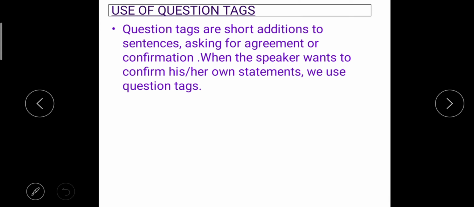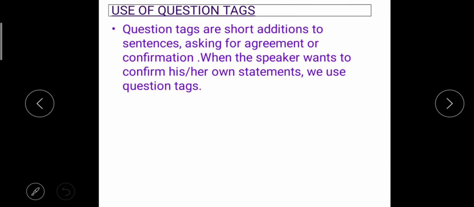The topic of this lecture is use of question tags. The very first question that arises is: what is a question tag and why do we use it? Actually, question tags are short additions to sentences asking for agreement or confirmation. It means when the speaker wants to confirm his or her own statement, we use question tags.